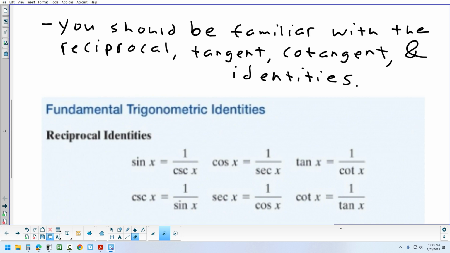This is basically saying if you flip sine, you get cosecant. If you flip cosecant, you get back sine. If you flip cosine, you get secant. If you then flip the secant, you get the cosine. Okay, so those are what we call reciprocal identities. Has to do with flipping.